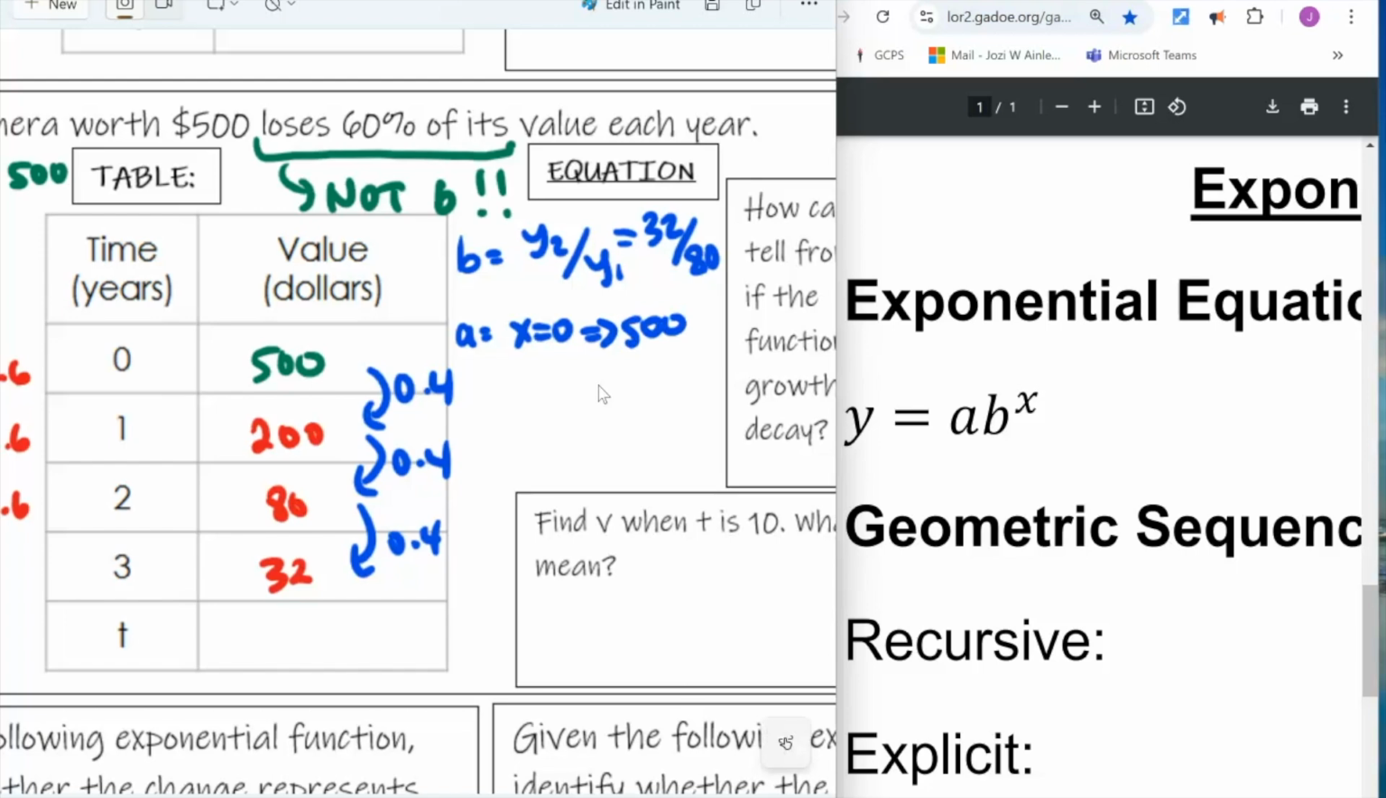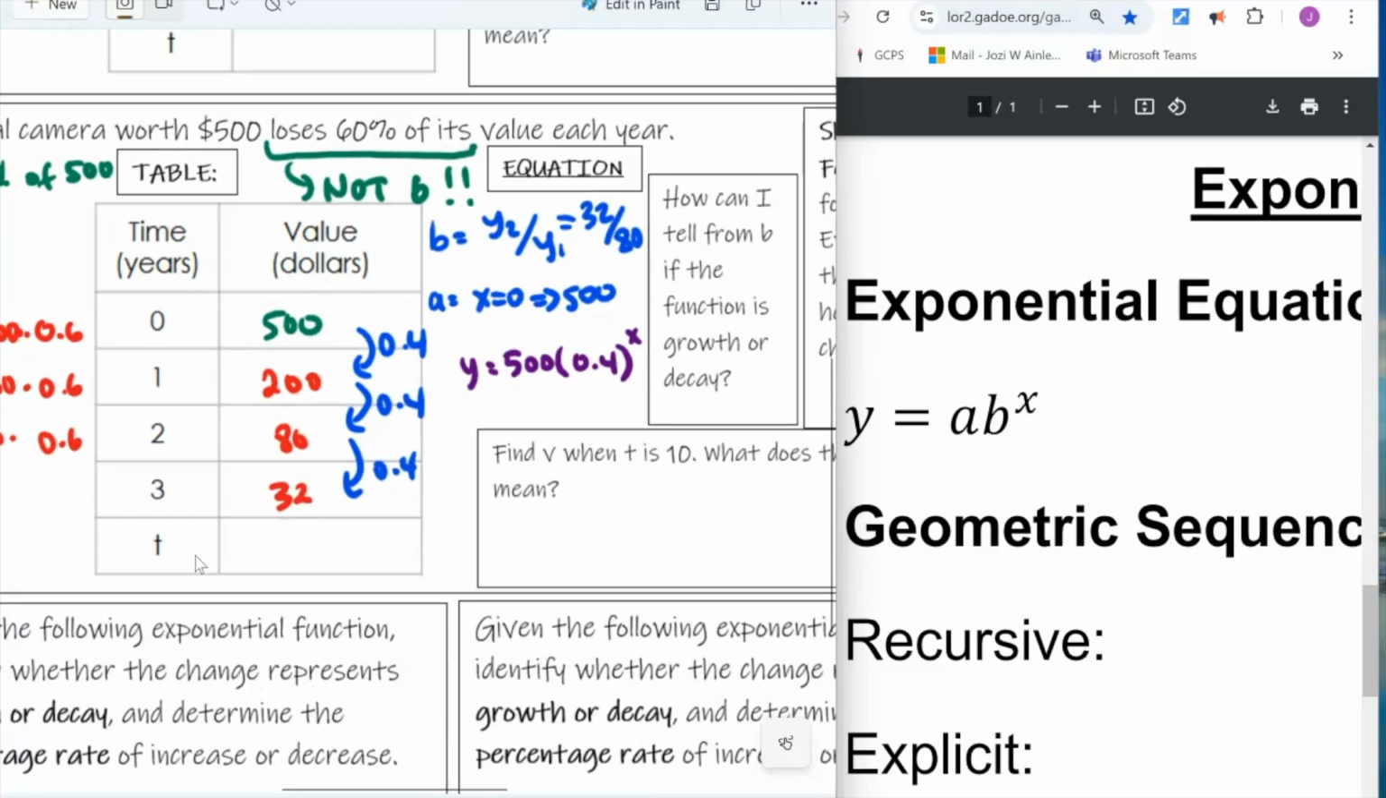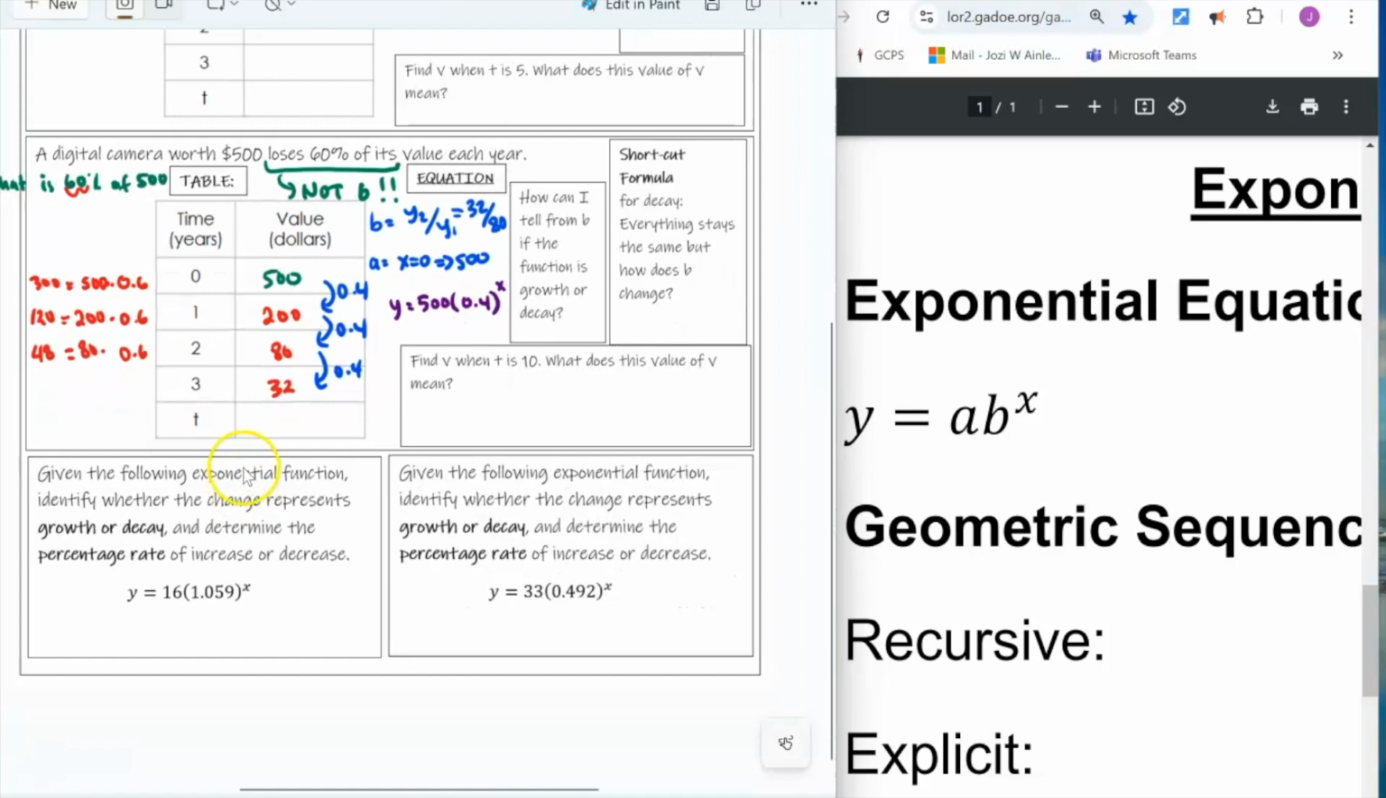Now I'm ready to write my equation. So write my equation for me. y equals, what's my start? 500. What's my b? 0.4 to the power of the unknown x. So that's my equation, but we're not going to do all this work every single time we need to find it when it's a percent. So we're going to come up with a shortcut formula, okay?